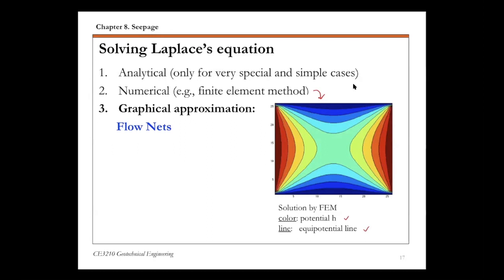And we'll talk more about equal potential lines later. The third method is the one we're going to learn and use in this chapter. It's a graphical approximation method, and that's called flow nets. So this is what geotechnical engineers use to solve practical seepage problems, flow nets here.